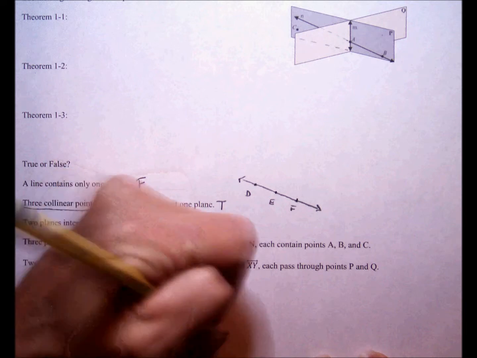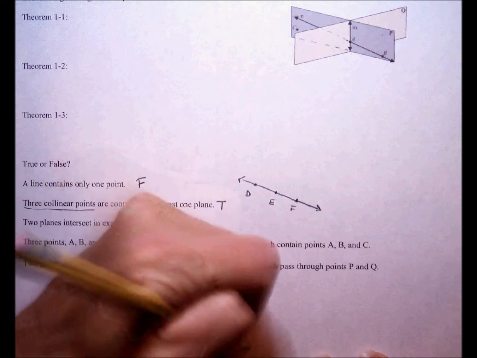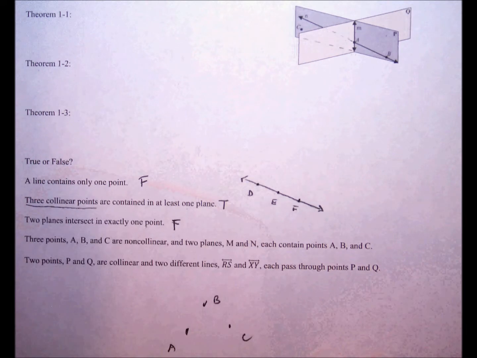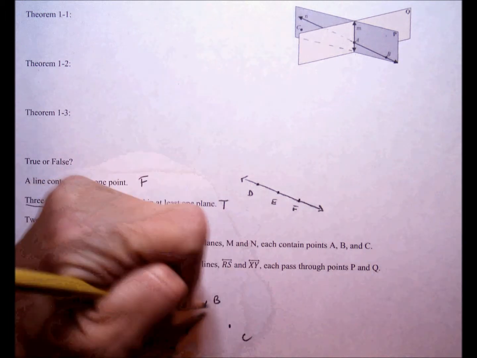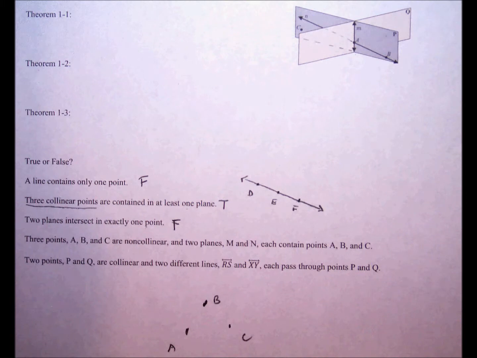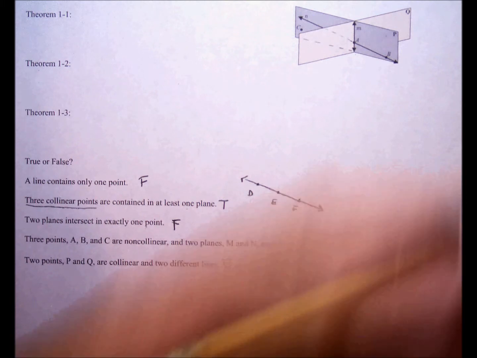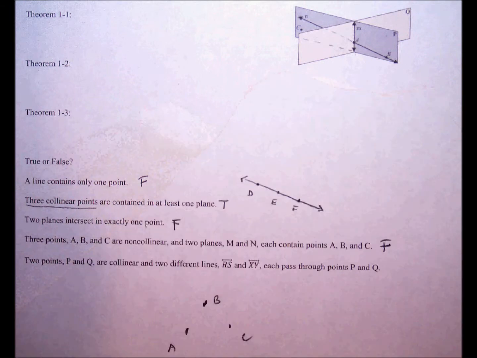Okay, three points, A, B, and C, are non-collinear. And two planes, M and N, each contain points A, B, and C. Actually, the plane that contains points A, B, and C is unique. There's one and only one. So that can't be true, so that is false. There is just one. It has to be M or N if one of them does.